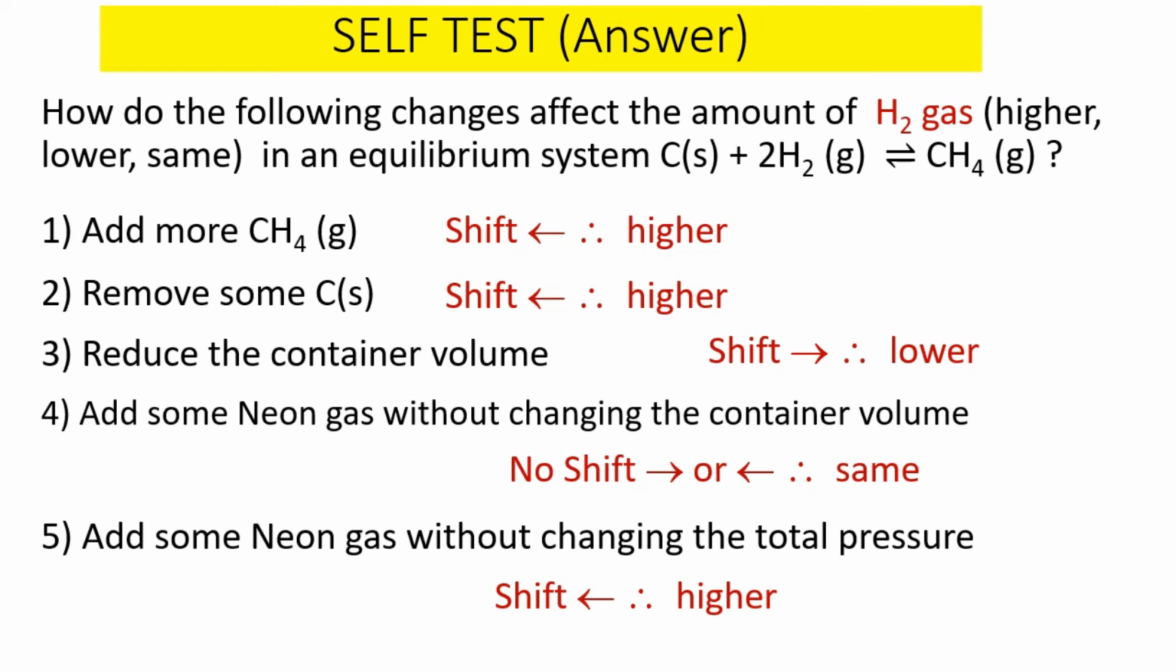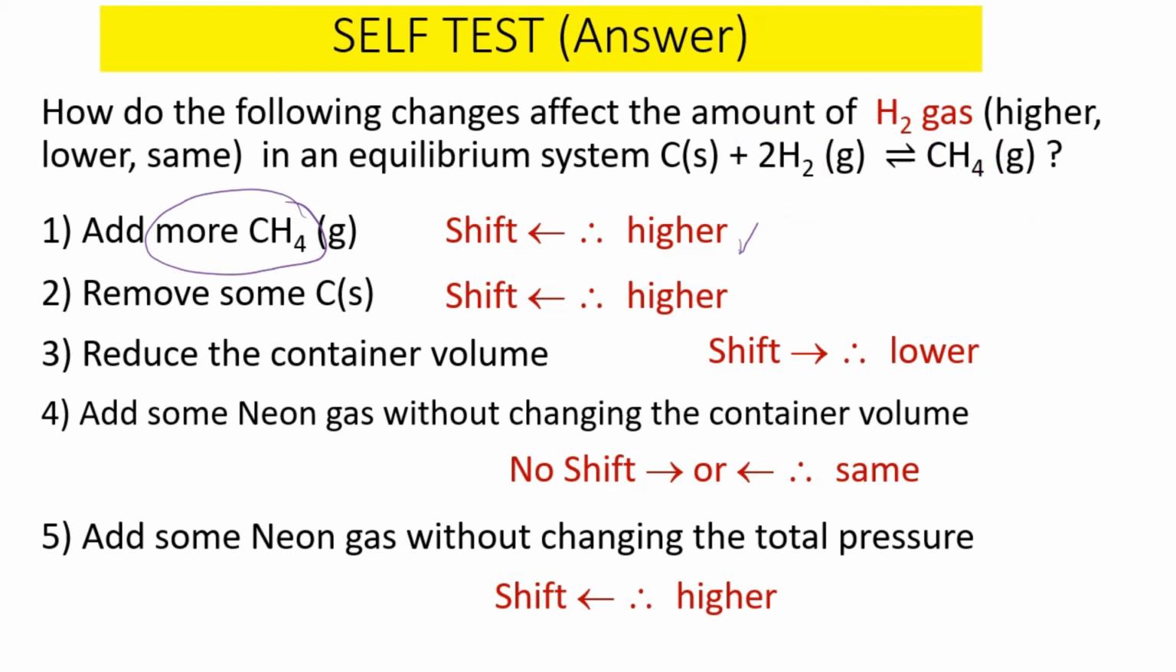If you look at the first scenario, if we add more methane, CH4, so we have more. What does the system try to do? It tries to reduce it by shifting to the left hand side. So when you shift to the left hand side, what happens to the amount of hydrogen? The amount will be higher, because more and more hydrogen gas will be produced.